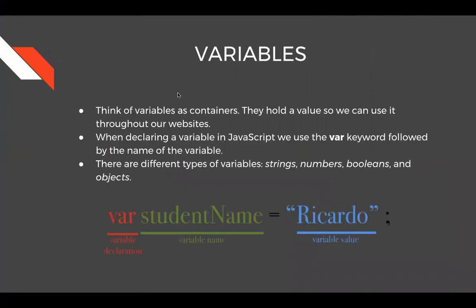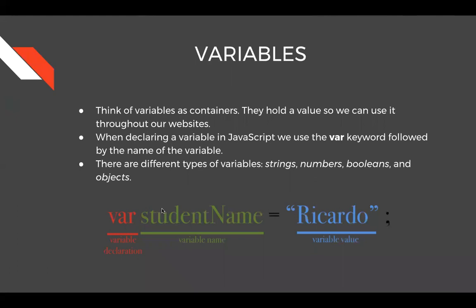Okay. With the JavaScript, there are variables. You can think of variables as containers. They hold value, so we can use it throughout our websites. When declaring a variable in JavaScript, we use the var keyword followed by the name of the variable. There are different types of variables. We have strings, numbers, booleans, and objects.